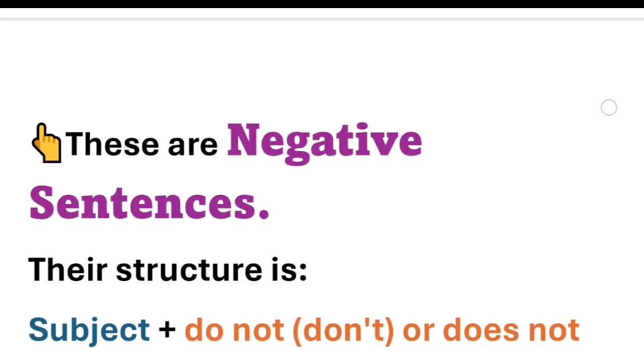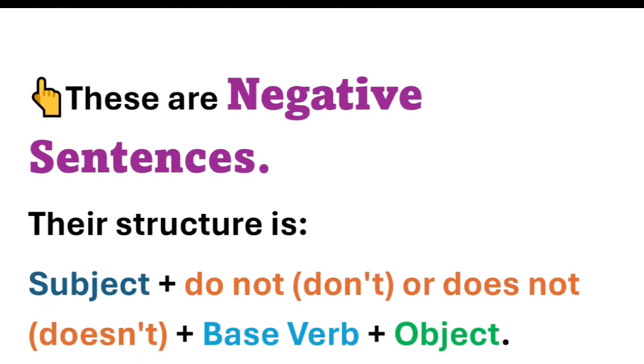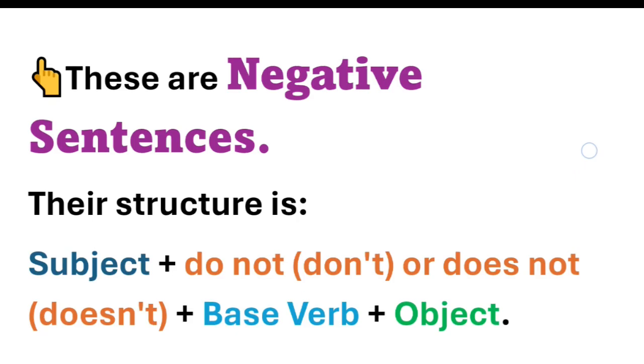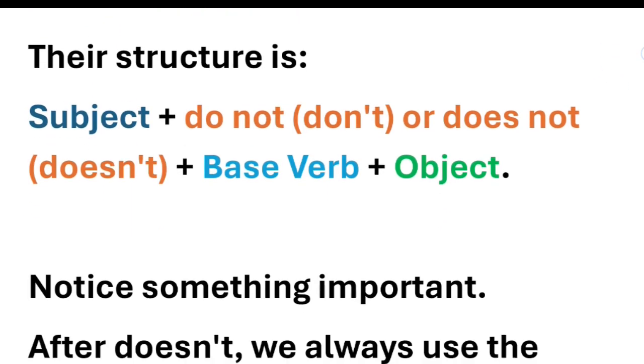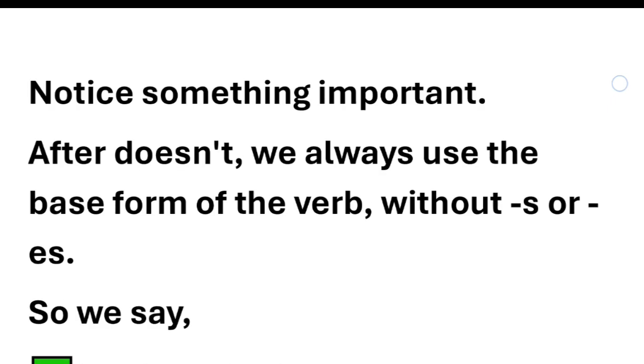These sentences are of negative types. So these are negative sentences. Their structure is: subject is written at the first place, then we write do not, the contraction of which is don't, or we write doesn't, the full form of it does not, then comes base verb without s or es, and then comes object at the end.